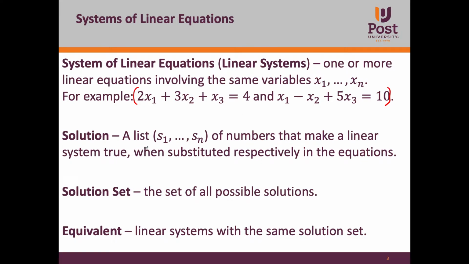A solution is a list of values s sub 1 up through s sub n that make a linear system true when you substitute those values in respectively into the equations. So, meaning s sub 1 goes in for x sub 1, s sub 2 for x sub 2, and so on. The solution set is the set of all possible solutions. Sometimes this will be only one, sometimes it will be many. It depends on the example that we're talking about. And linear systems are equivalent if they have the same solution set.